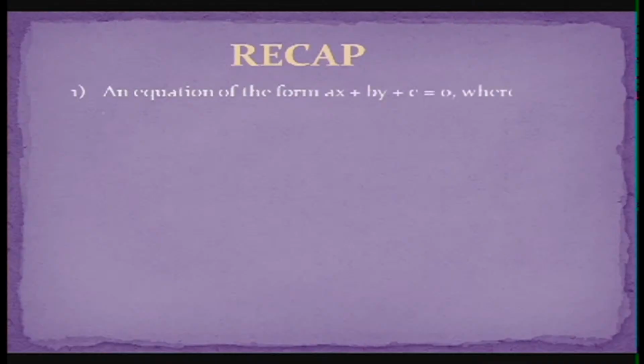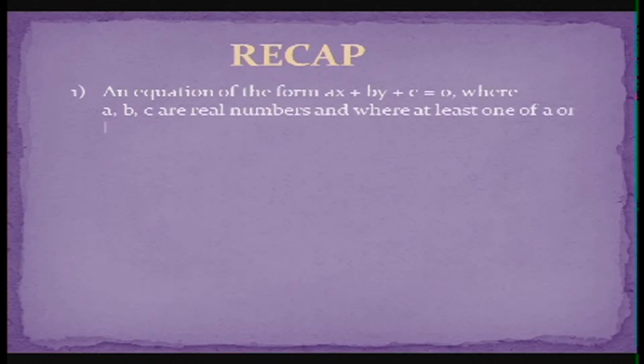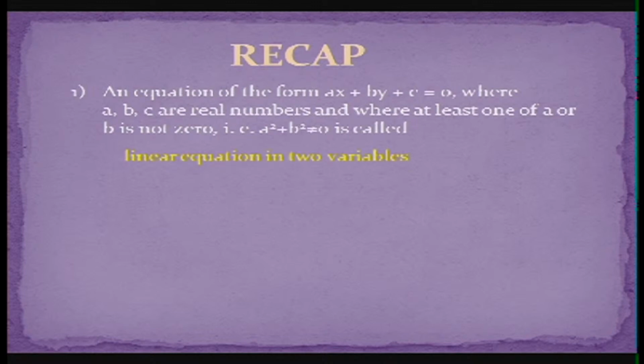Okay, children, we have learnt a few concepts about pair of linear equations in 2 variables. Let us quickly recap them. An equation of the form ax plus by plus c is equal to 0, where a, b, c are real numbers and where at least one of a or b is not 0, that is a square plus b square is not equal to 0, is called linear equation in 2 variables.